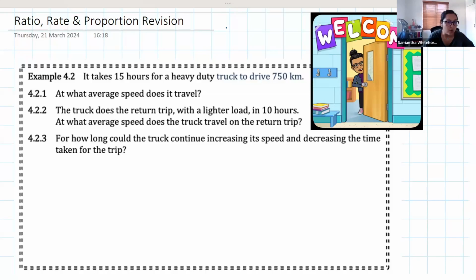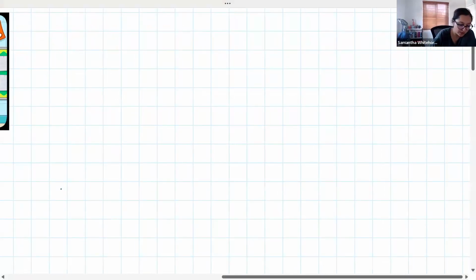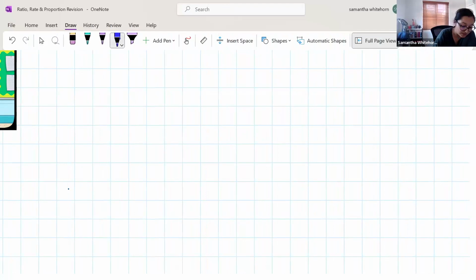But we're going to start off revising our ratio, rate, and proportion. Alrighty, so before we get to this example, I just want to go through what each of these things are.